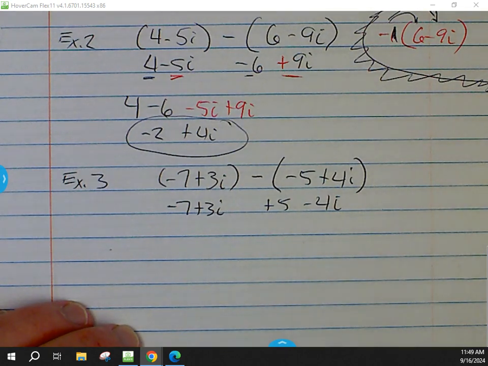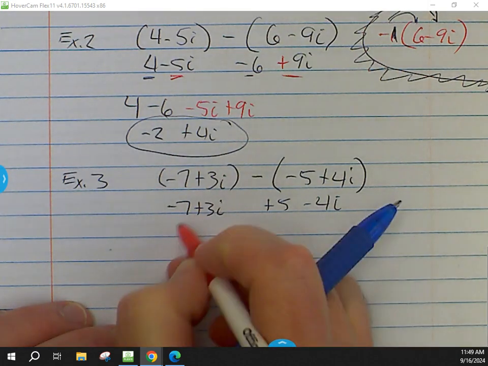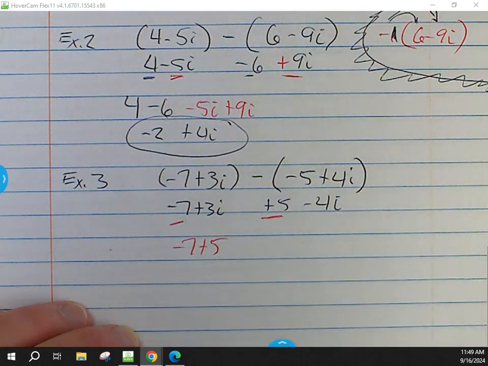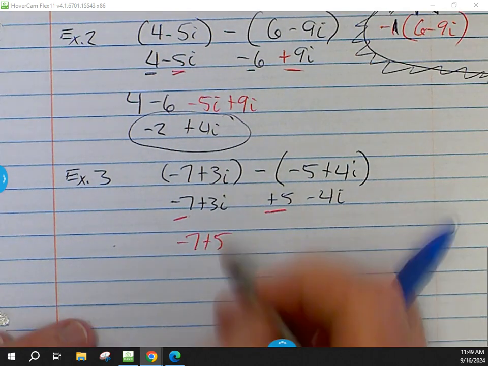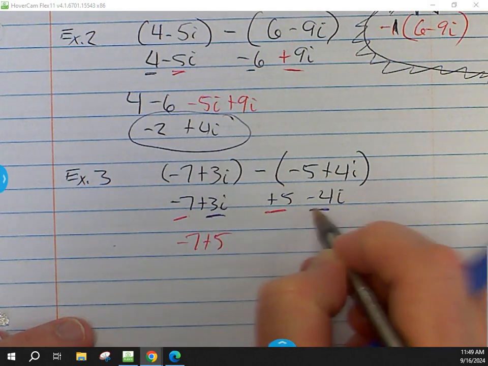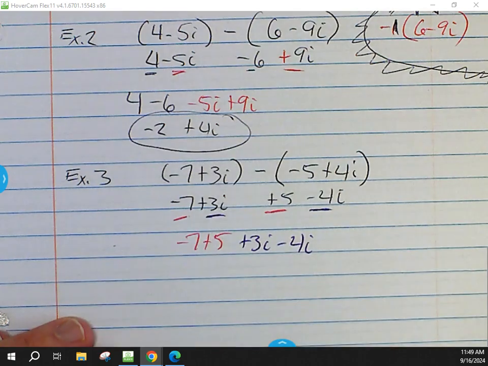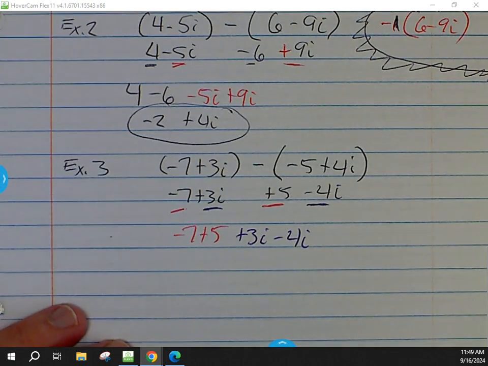Okay, and then once you do that, then you're just adding or subtracting whatever the signs tell you to do. We've got the negative 7 and then the positive 5, so we'll put those two things together. We've got the plus 3i and then the minus 4i. So we'll put those two together. And again, from there, you're just adding, subtracting whatever the signs say to do.